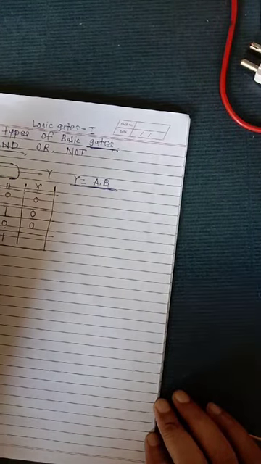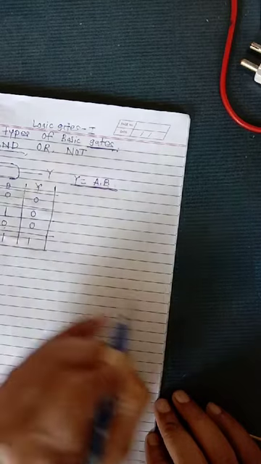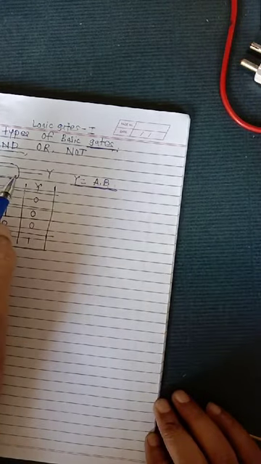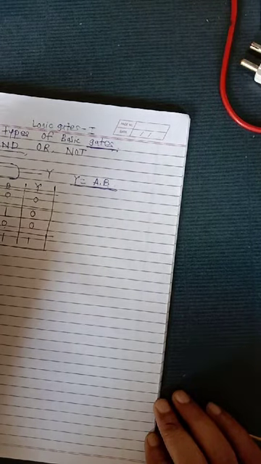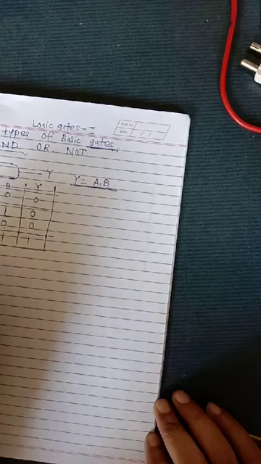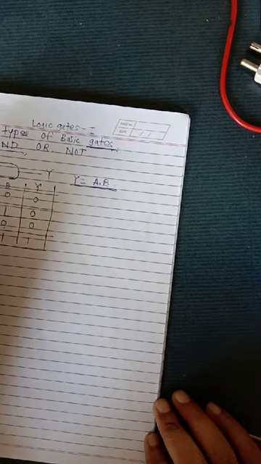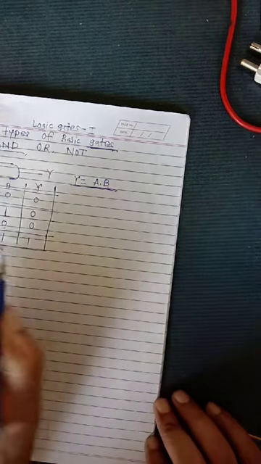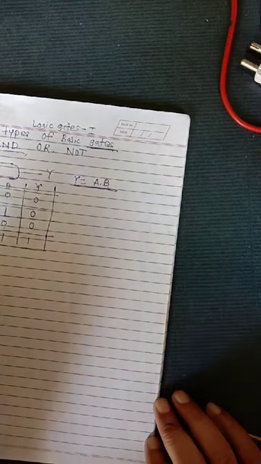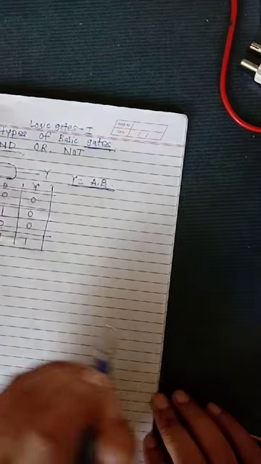Then if both inputs are high, the output is 1 into 1, which is 1. So the output of the AND gate switches to the high condition when all inputs are high. That is, 1 into 1 is 1, which means the output of the AND gate goes high only when all inputs of the AND gate are high, or logically 1. So the output of the AND gate goes high only when all inputs are high. This is called the truth table of the AND gate.